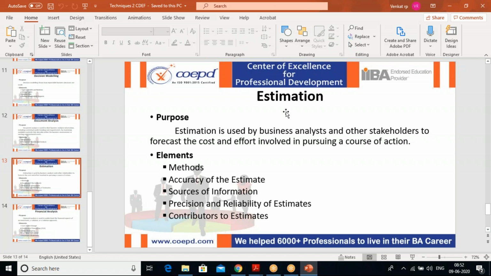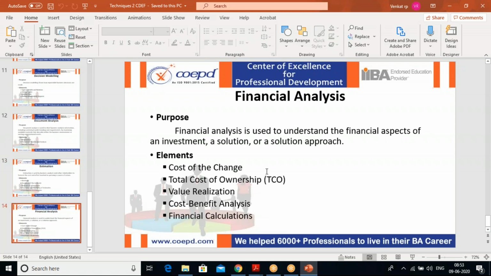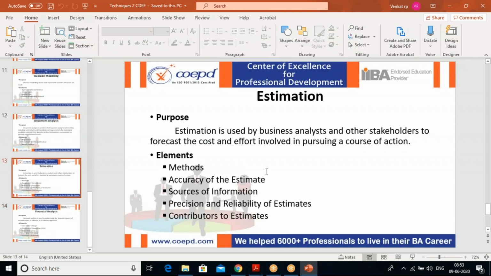And then we have to do estimations for a particular initiative, project, or process. For that we have various methods. We need to understand the different methods we can use for estimation, the accuracy of each method, the sources of information for making the estimation, the reliability of the estimates, and who will contribute towards them. Based on that we go for the estimations. We have financial estimations and work effort estimations. Both we will be doing.